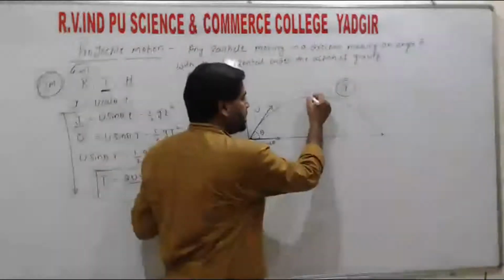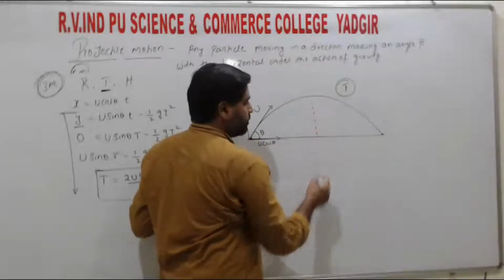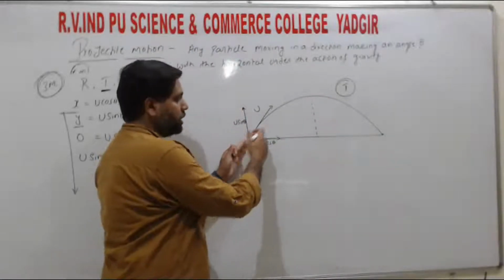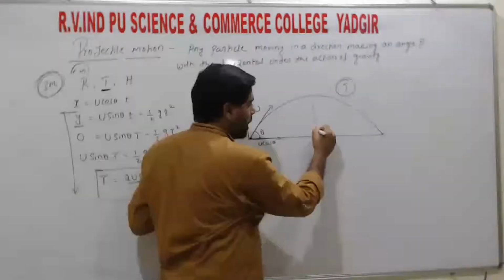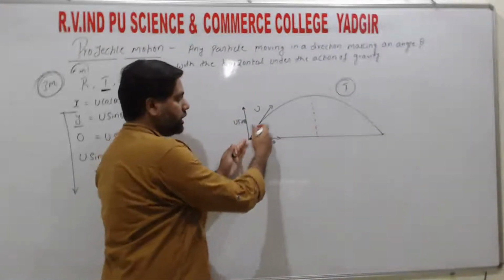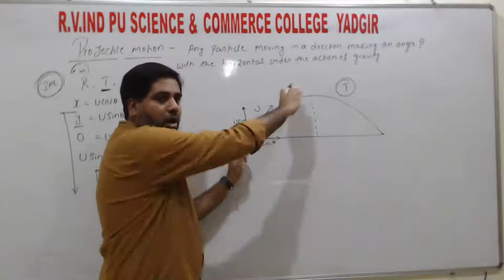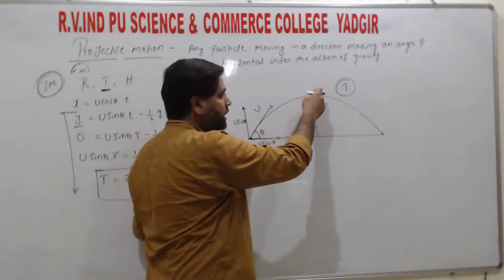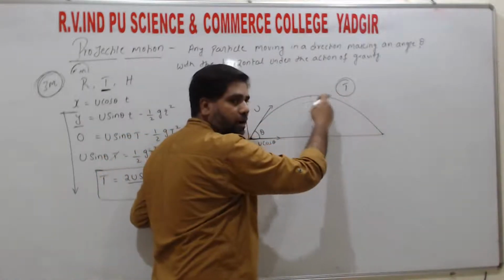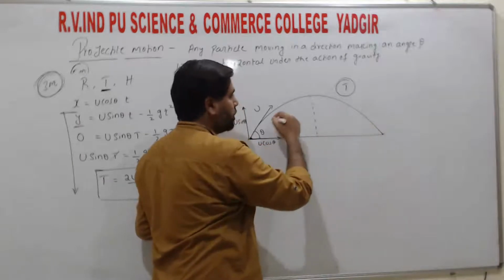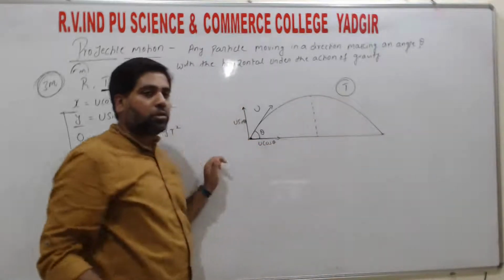Further when it reaches the maximum height, right? So there is a difference. From here until it reaches the maximum height, it travels in upward motion. From when it reaches the maximum height, it comes in downward motion. So one upward motion is there, and another downward motion is there.